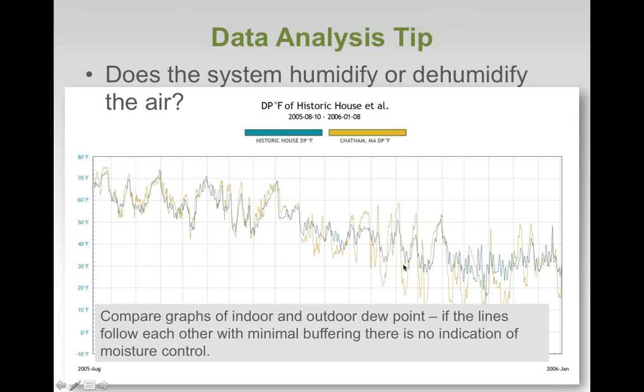And the same going into the winter months. They're still fairly close, maybe a little slight buffering from either the heating system or the house, but they follow each other close enough to know that there's more than likely no moisture control being performed in the wintertime as well.